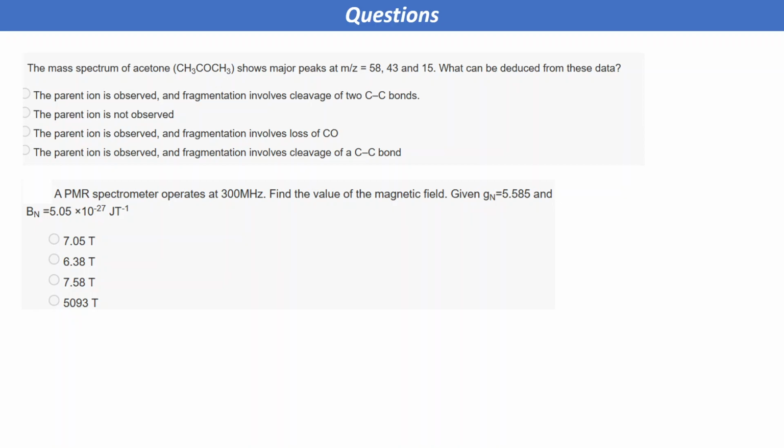Now next question. A PMR spectrometer operates at 300 megahertz. You have to calculate the field strength, and the nuclear magneton value and the g_N value are given.